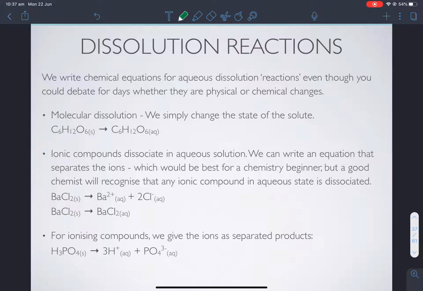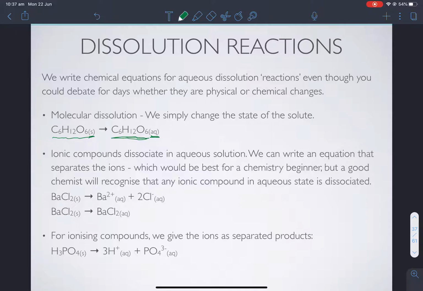Okay, so for molecular dissolution, when you've got a molecule just dissolving, it's not dissociating, is the word, or ionizing. All we do is change the state on it. So here I've got, is it sucrose? One of the sugars anyway. It hasn't changed its formula. It's still the same molecule, but what we've changed is we've taken it from a solid and now we've dissolved it in water. So the change of state from the solid to the aqueous tells us the story that we've dissolved it in water.